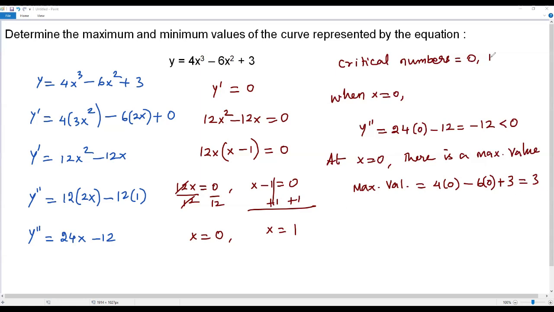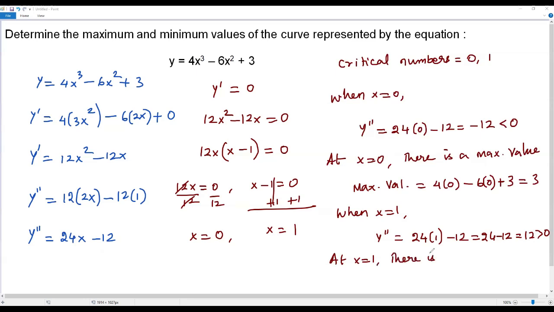Now we can plug the second critical number into the second derivative. That is, when x equals 1, let's plug 1 for x into the second derivative. I get 24 times 1 - 12, which is 24 - 12, which is 12, greater than 0. So when x equals 1, the second derivative, y double prime, becomes positive. Whenever for a critical number the second derivative becomes positive, we have a minimum value at that critical number. That is, at x equals 1, there is a minimum value.